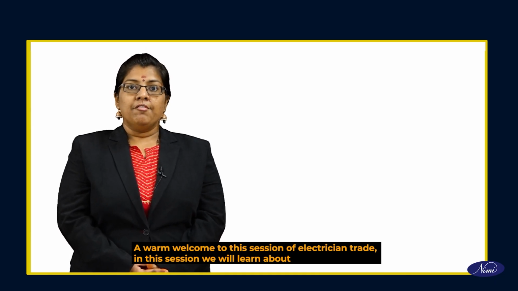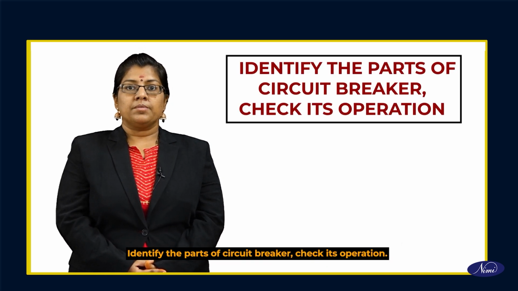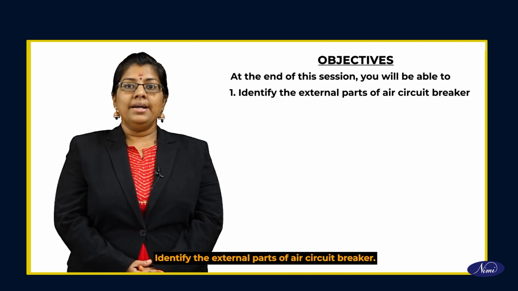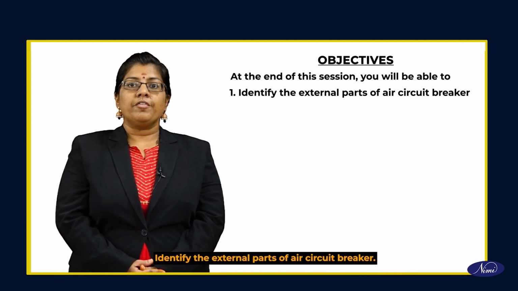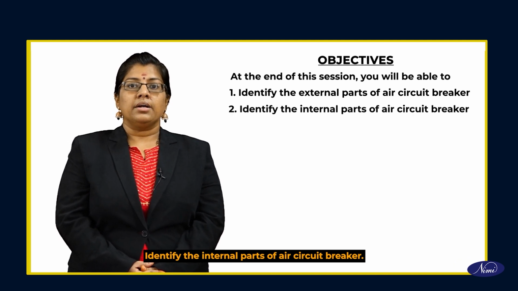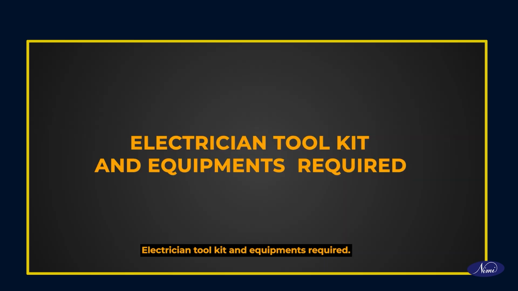In this session, we will learn about identifying the parts of a circuit breaker and checking its operation. At the end of this session, you will be able to identify the external parts of an air circuit breaker, identify the internal parts of an air circuit breaker, and test the manual tripping of an air circuit breaker.